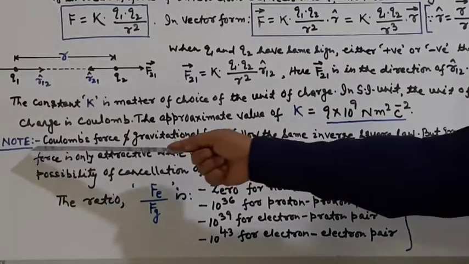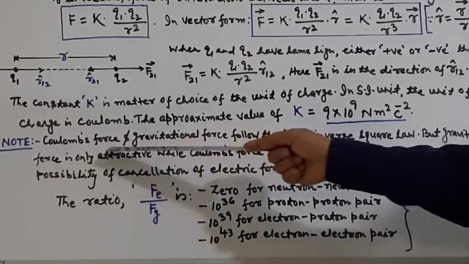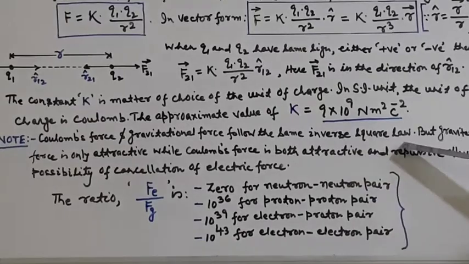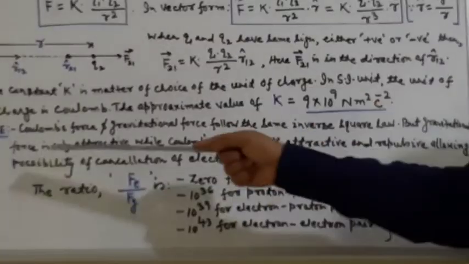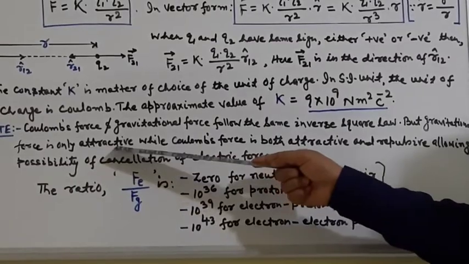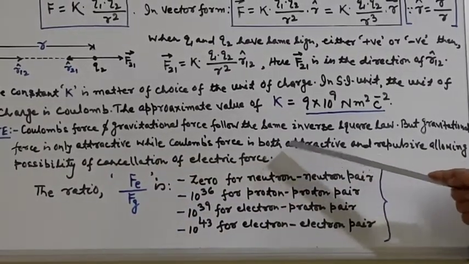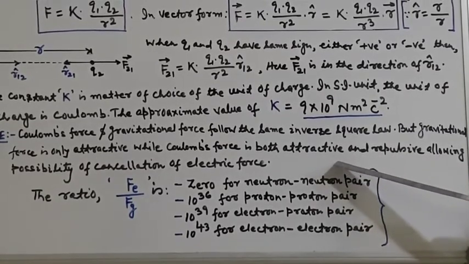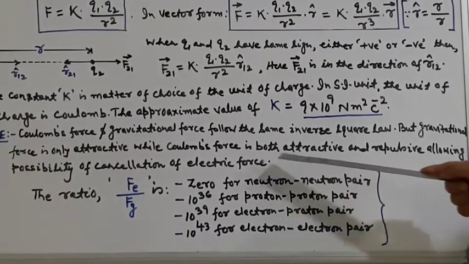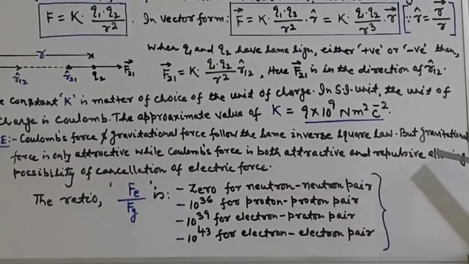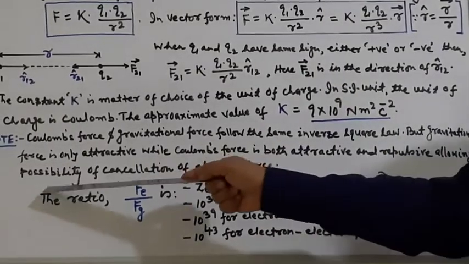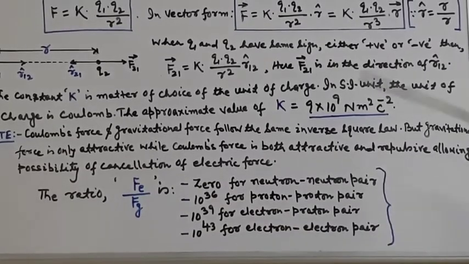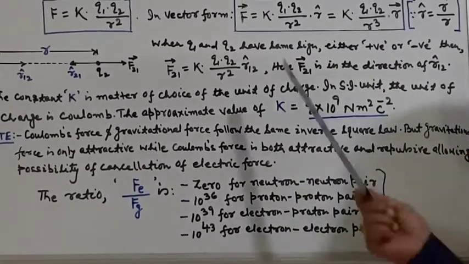So here make a note. Coulomb force and gravitational force follow the same inverse square law, but gravitational force is only attractive while Coulomb force is both attractive and repulsive, because it is true for both charges, positive as well as negative. So Coulomb force is both attractive and repulsive. The result is the possibility of cancellation of electric force. In this case, the Coulomb force can be 0 also, net force can be 0 in some cases.